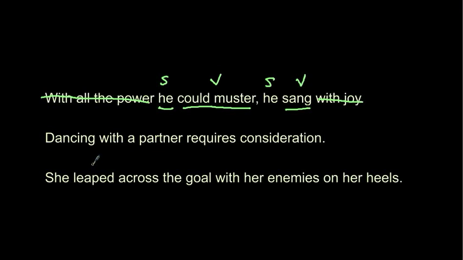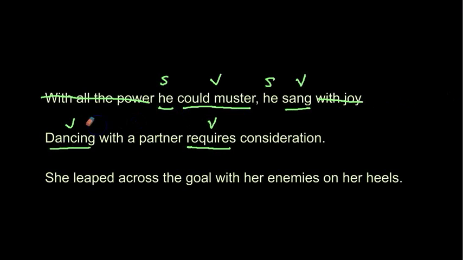So, dancing with a partner requires consideration. What's the subject here? What is the thing that's driving the whole sentence forward? So, perhaps a lot of students would say dancing, verb, right? That is what most people think of as a verb. The problem is that in this case, requires is also a verb. So I'm looking at these things and say, well, which is it? Dancing? Who or what is the subject of this sentence?